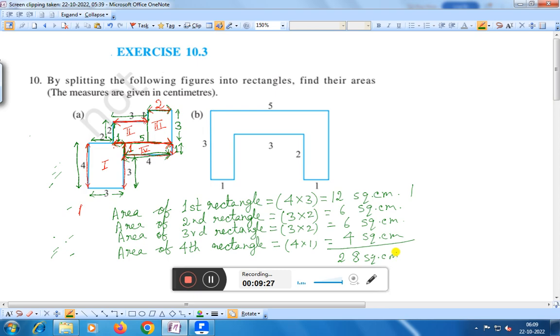Right. In this way, you have to divide all the figures into various rectangles. Therefore, in this way, the area of the first figure is 28 square centimeter. Now we will find the area of the second figure.